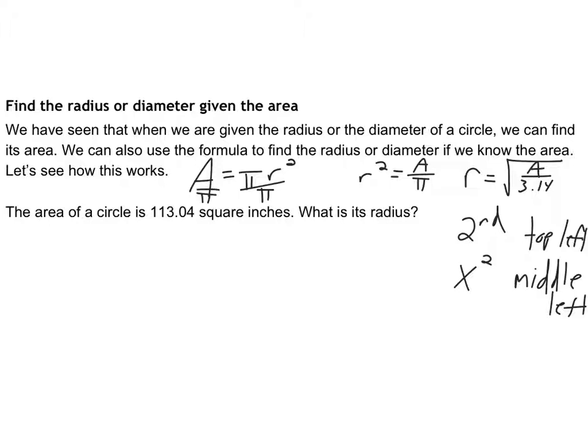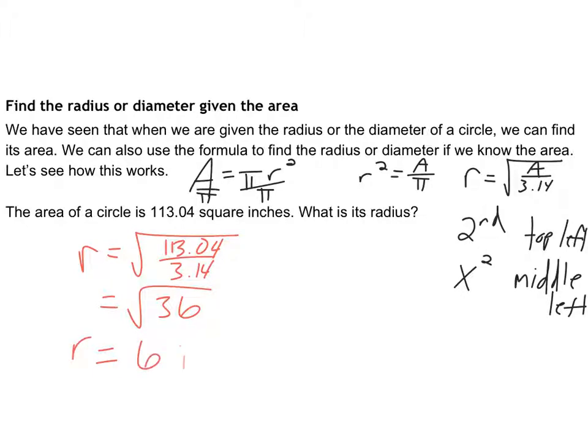So if we are trying to find the radius, if the circle has an area of 113.04, we would take the square root of whatever 113.04 divided by 3.14 is. So if I do just that division underneath, 113.04 divided by 3.14, I get 36. Then if I do the square root of 36, so again, second, and then that x squared button, and then I type in 36, and I hit equals, I get that my radius is 6, and our label is inches.